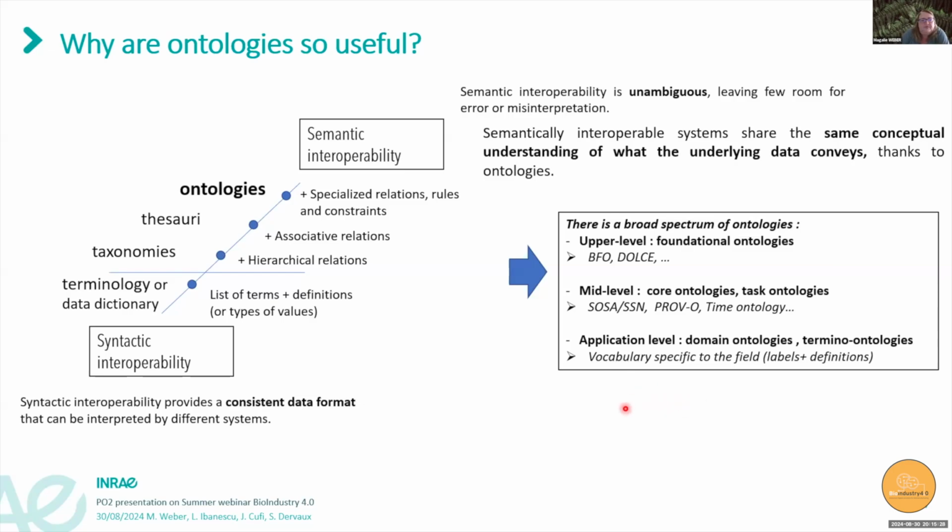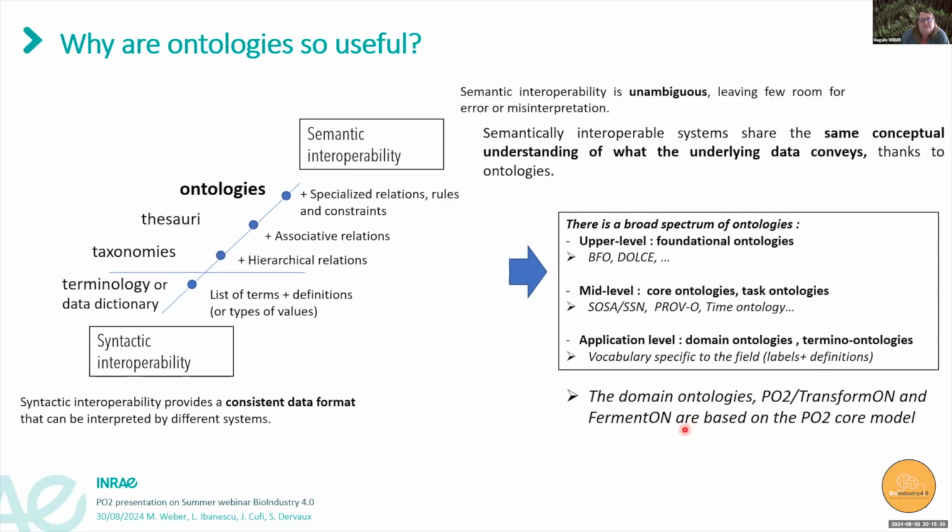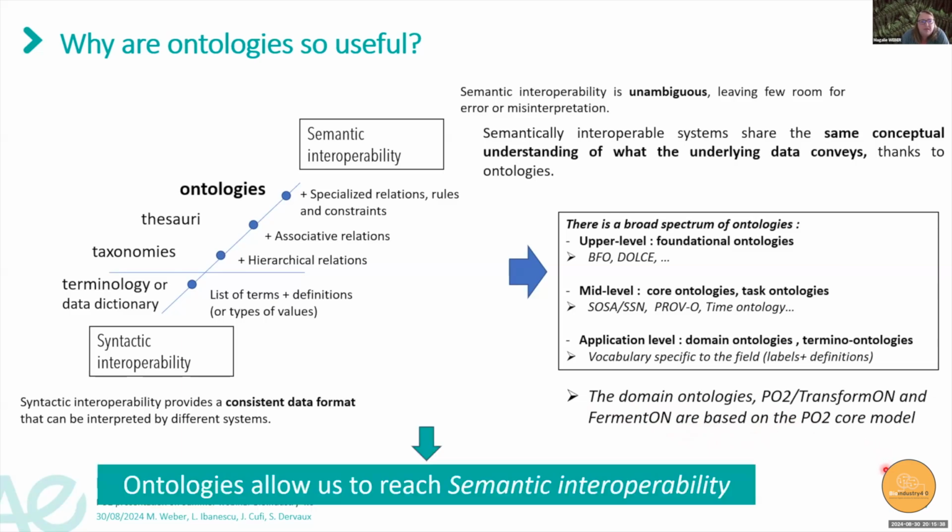So we have two domain ontologies here, PO2 TransformON and FermentON, which are both based on the PO2 core model. And so ontologies allow us to reach semantic interoperability.